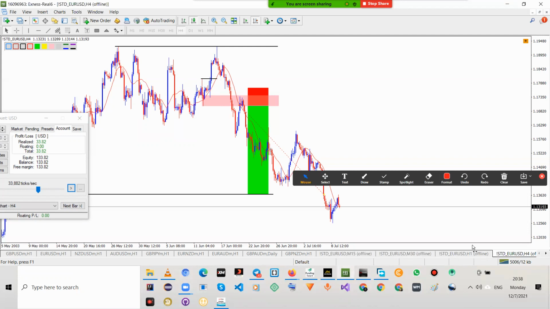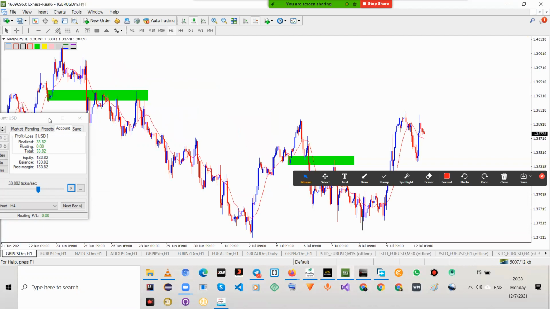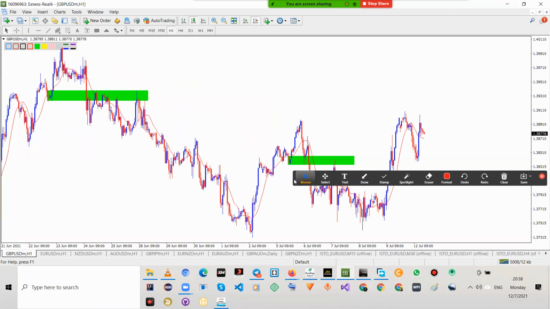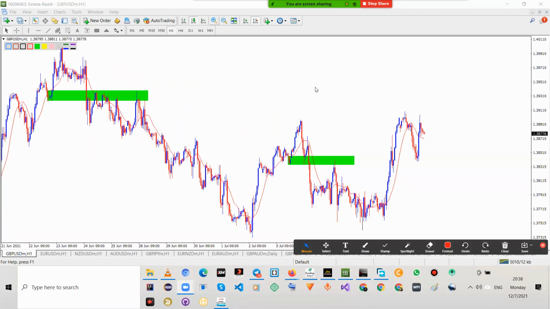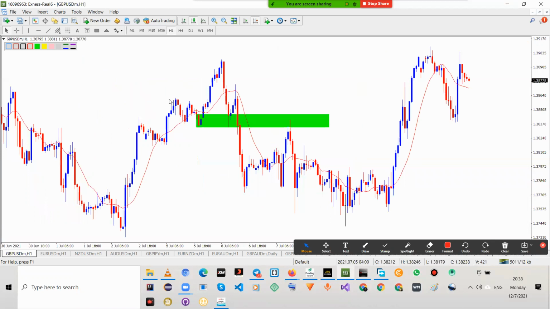So let me now show you other charts. This is GU. You can see the same rules apply. The swing high has been formed. Let me mark the swing high.